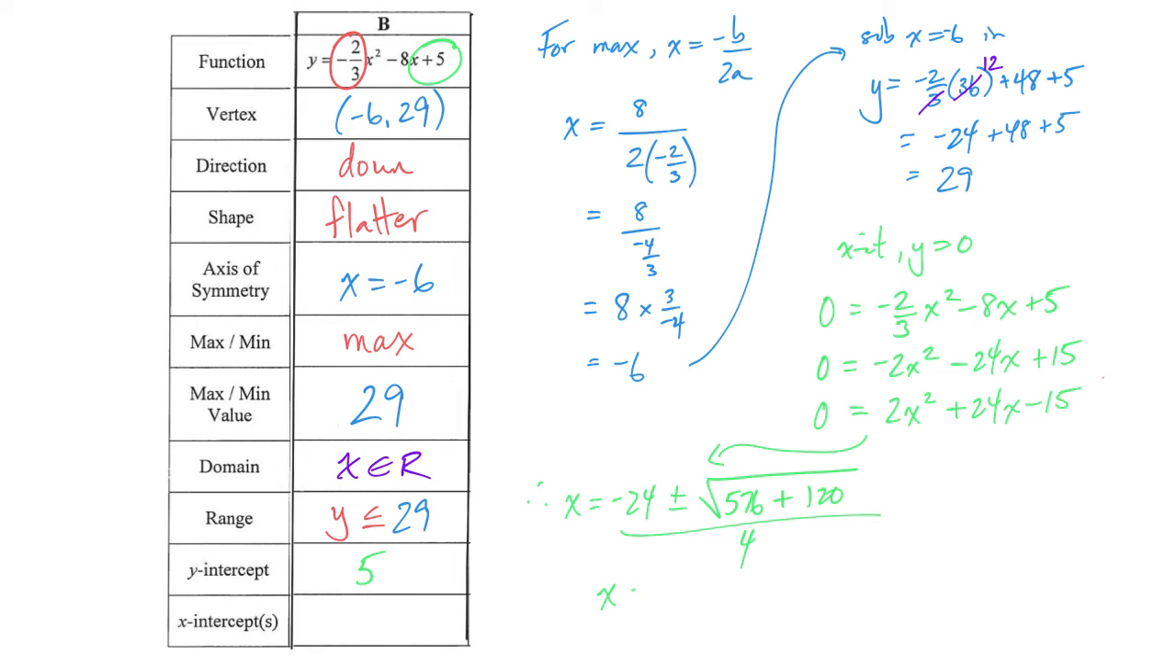Okay, now we can put some stuff together. I don't need that x equals. So I have my negative 24 plus or minus the square root of 696 all over 4. And here's where I'm going to spend some time to see, can I reduce that thing?